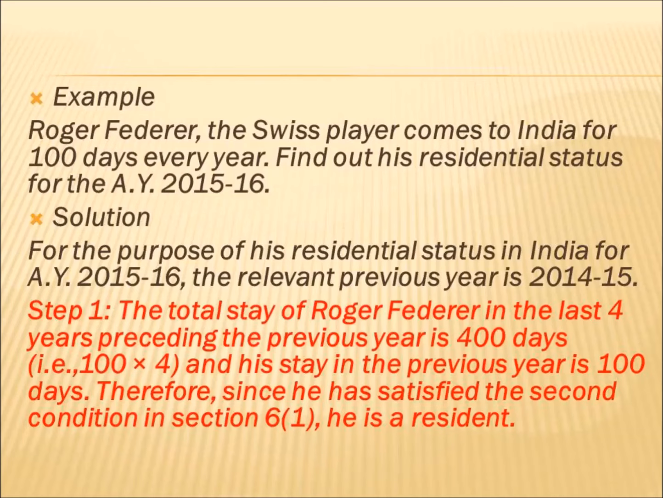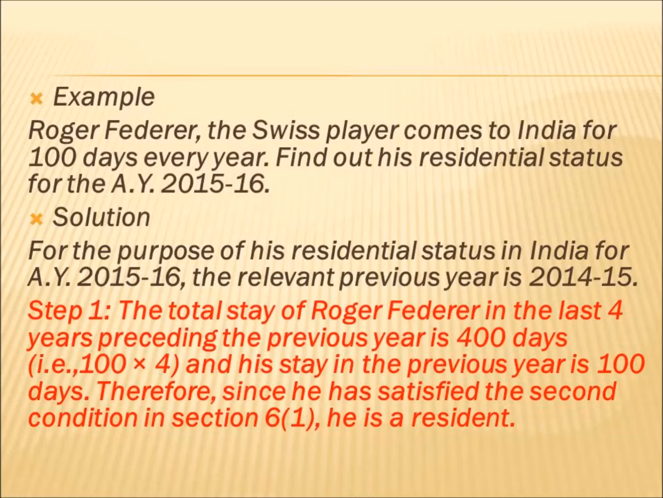Let us take this example to understand the concept of section 6.1 more clearly. What is the example saying? Roger Federer, the Swiss player, comes to India for 100 days every year. Find out his residential status for the assessment year 2015-16. For the assessment year 15-16, the previous year will be 14-15. So we have to see the number of days for the previous year 14-15. It is saying in the question that he comes to India for 100 days every year.